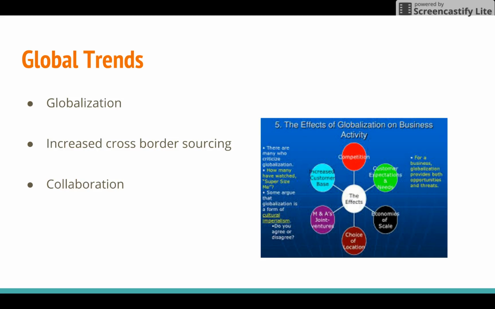So some of the global trends that are occurring right now within supply chain are an increase in globalization, also an increase in cross-border sourcing, and again, improved collaboration, which is very, very important to business because it allows them to operate on a much cheaper scale.